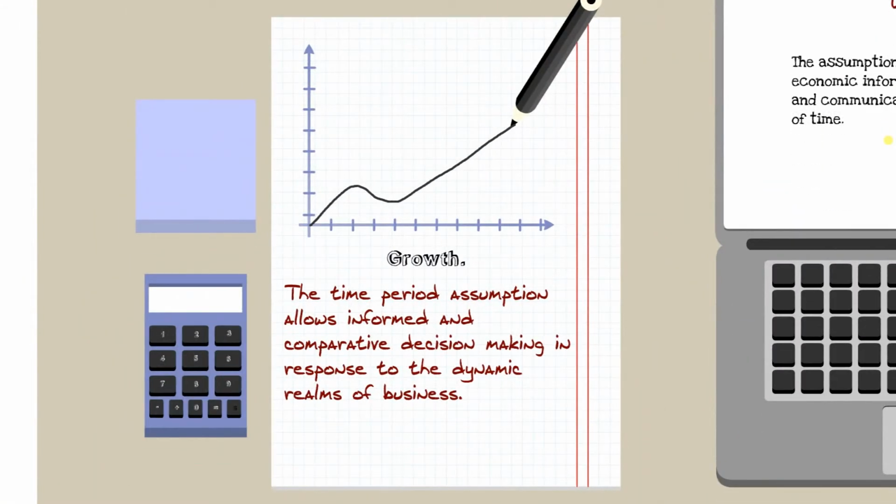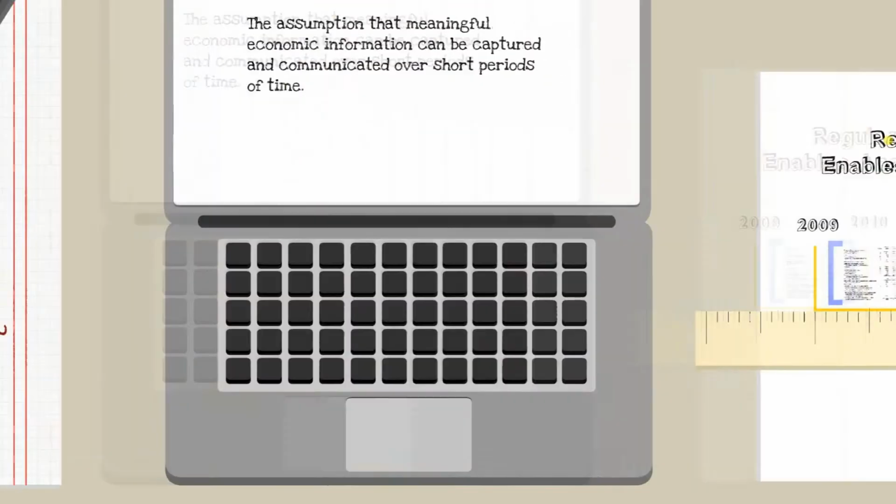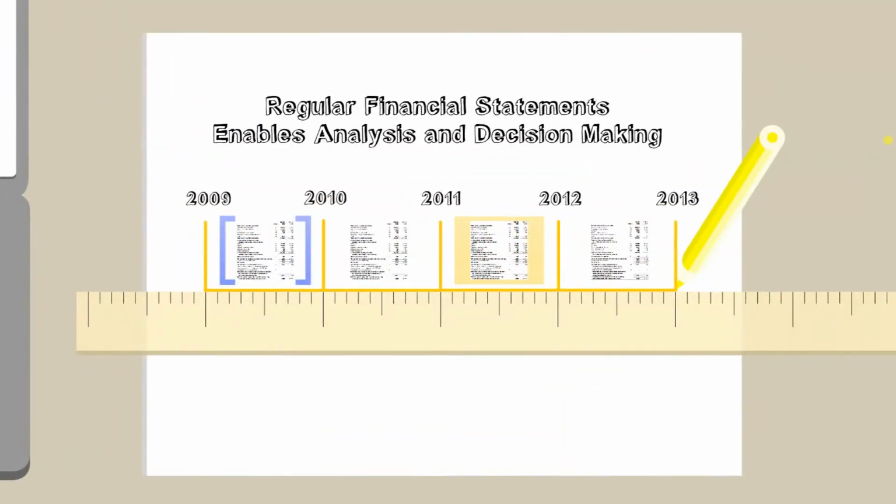Therefore, the time period assumption's primary role is allowing regular, comparative decision-making in an attempt for company growth, despite the ever-changing realms of business. To summarize, economic information can be captured and communicated and compared over relatively short periods of time, and that is the time period assumption.